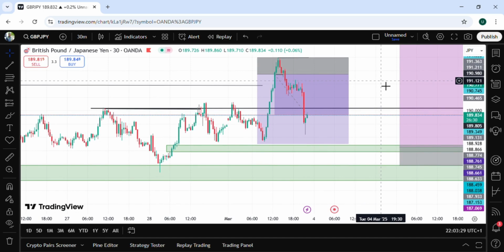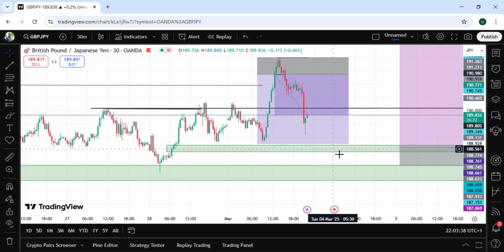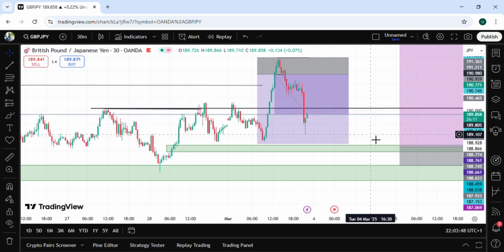Currently I am in this trade, and price is just having a little retracement. However, I'm expecting price to hit my take profit while I wait for a new buying setup so I can go along and buy with price also. So this is just the idea behind this trade, and it is quite easy and straightforward, guys.